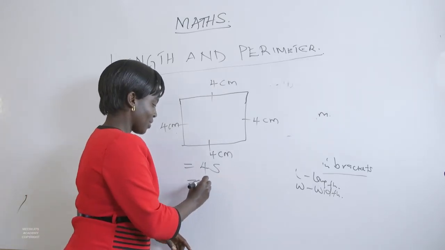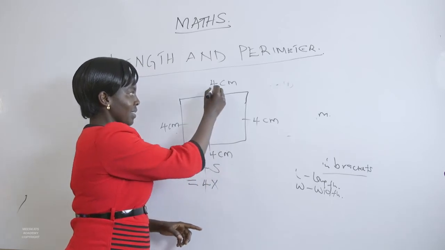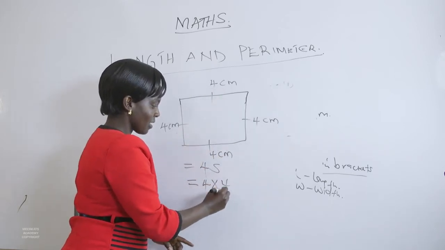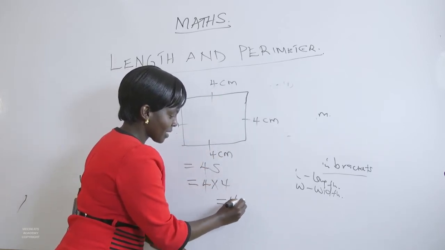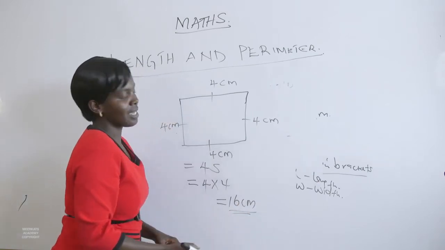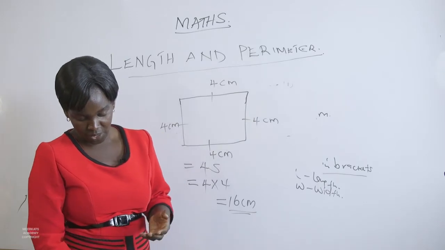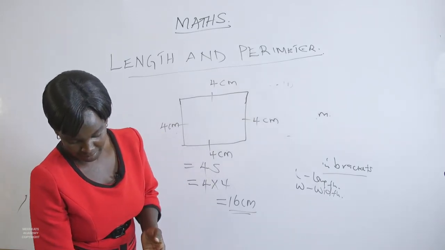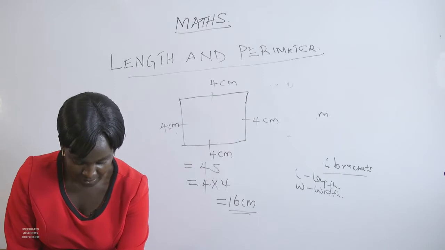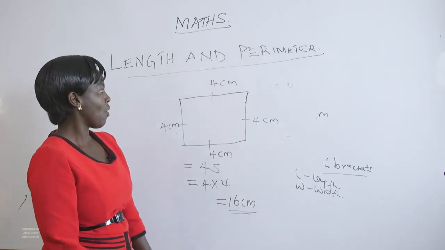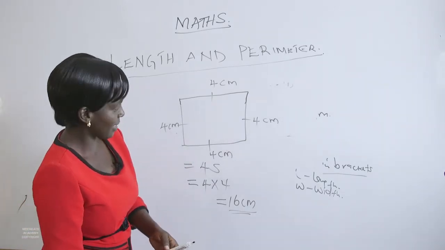So we can substitute in our formula the value of our side, which is now 4 centimeters all round. 4 times 4, we shall be getting the same value, which is 16 centimeters. That is how we are supposed to calculate the perimeter of a square.